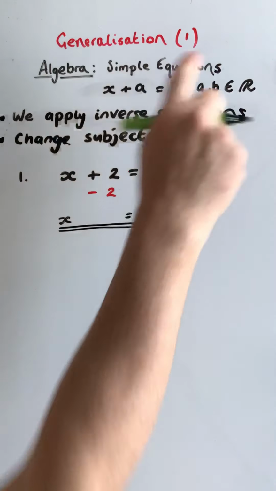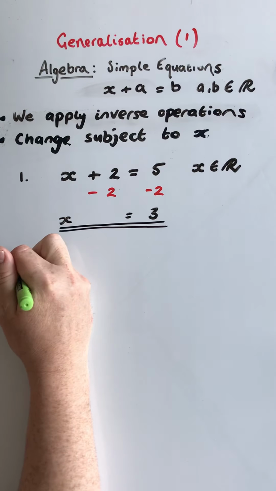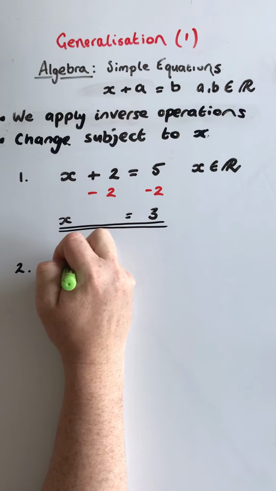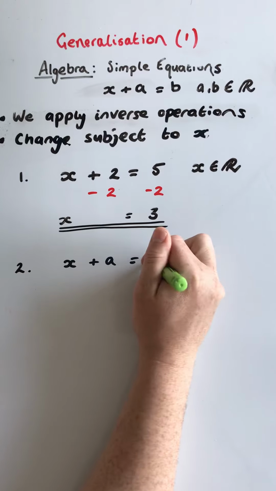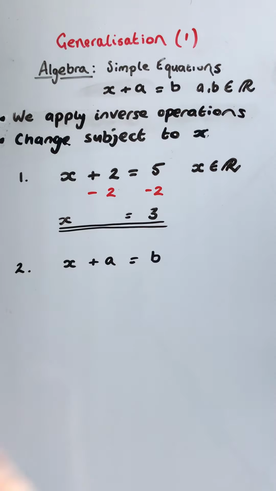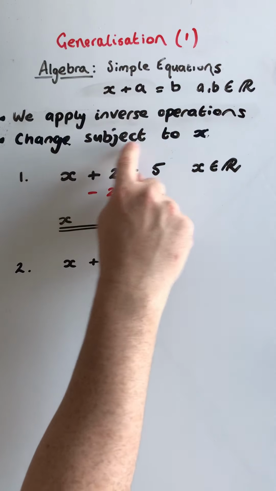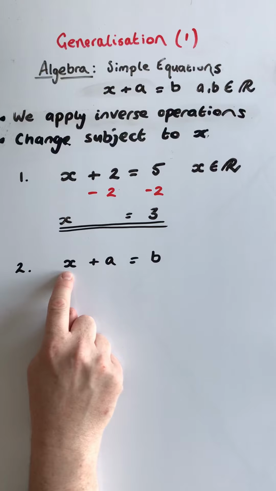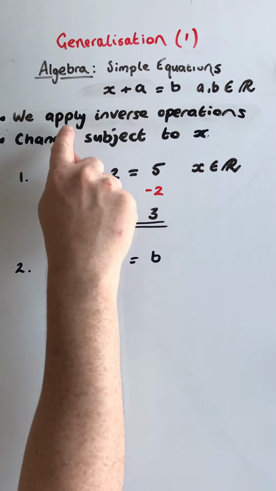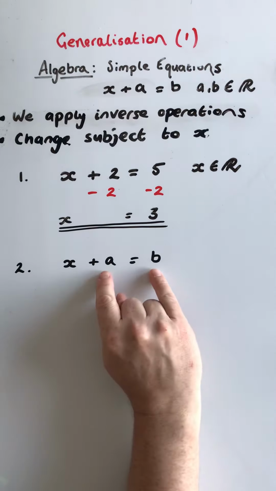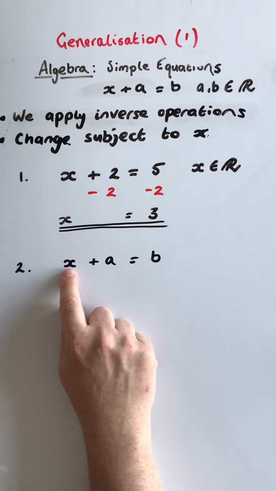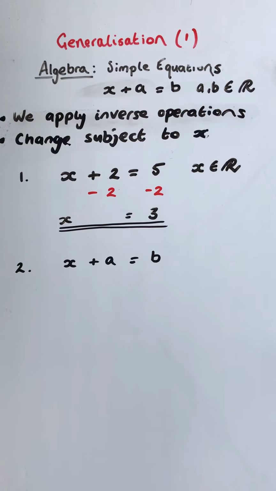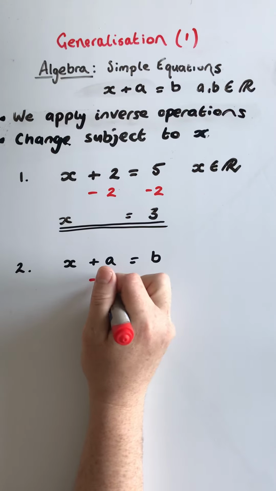Now, to generalise this, let's just call this number 2. Let's just say it wasn't 2 and 5. Let's just say it was a and b, where all of these are a member of the real number line. But we want to change the subject to x so that x is on its own. And we do this by applying inverse operations on everything else that's affecting x. What's happening to x there? x add a. So what's the inverse operation of adding a? Minus a.